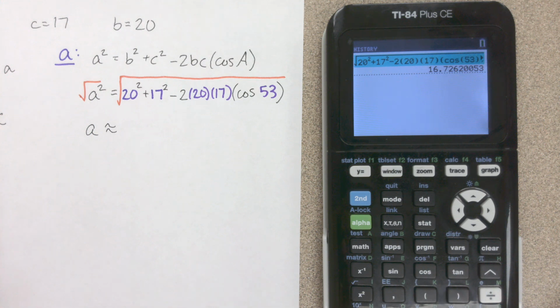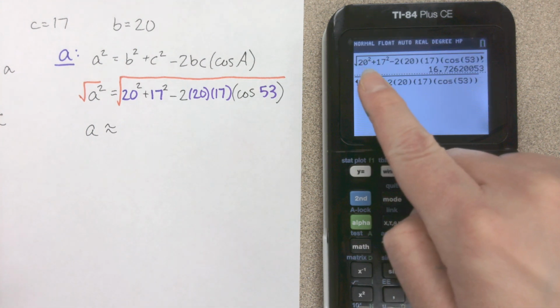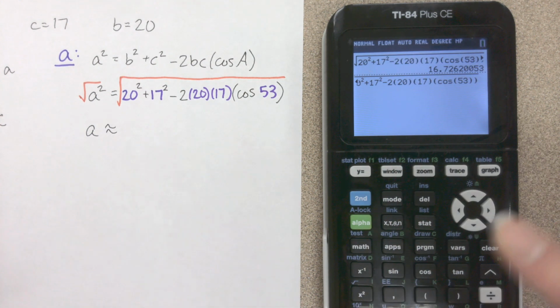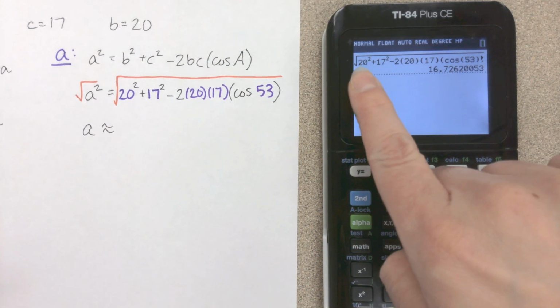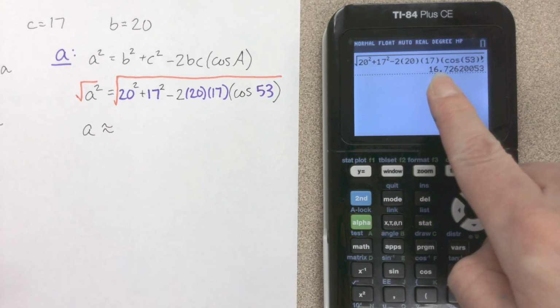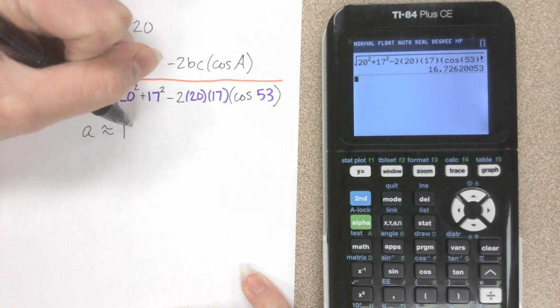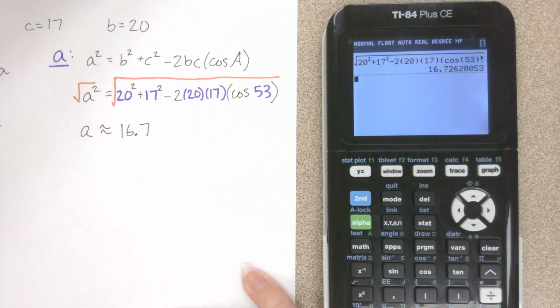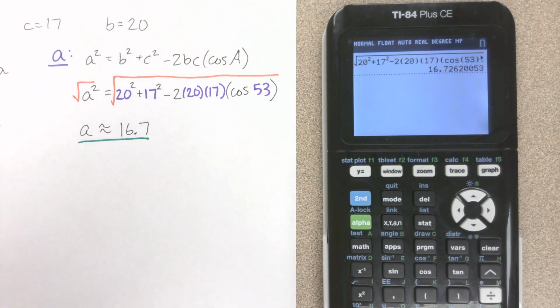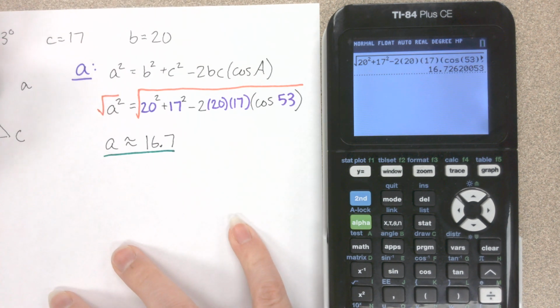Now to do this, I'm going to have to copy and paste it so I can see the front part, pretty much all of it. Actually, I can see all of it right there. I'm fine. Just do a quick look and make sure everything's there the way it's supposed to be. So we've got 16.7 for A. So now we know side A, 16.7.